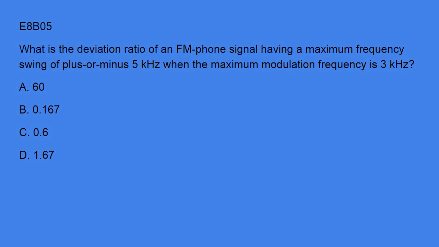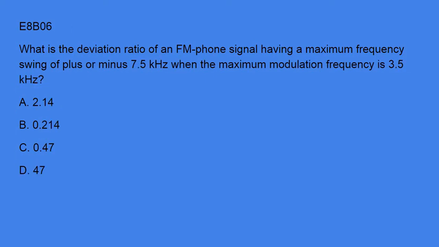E8B05, what is the deviation ratio of an FM phone signal having a maximum frequency swing of plus or minus 5 kHz when the maximum modulation index is 3 kHz? Answer is 1.67. E8B06, what is the deviation ratio of an FM phone signal having a maximum frequency swing of plus or minus 7.5 kHz when the maximum modulation frequency is 3.5 kHz? The answer is 2.14.